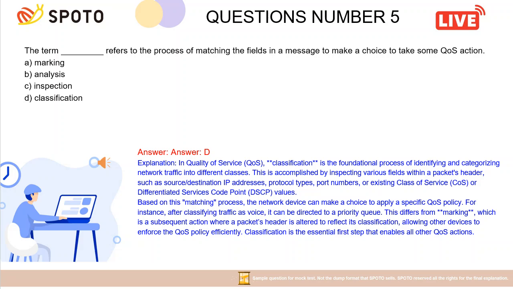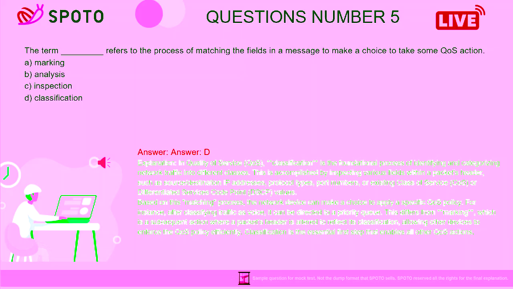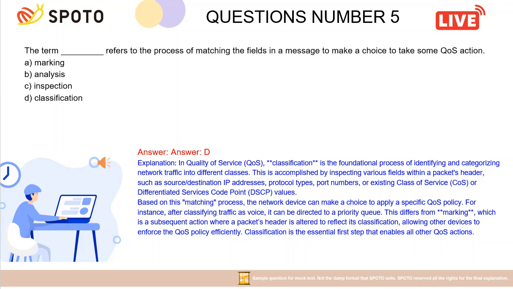This differs from marking, which is a subsequent action where a packet's header is altered to reflect its classification, allowing other devices to enforce the QoS policy efficiently. Classification is the essential first step that enables all other QoS actions.